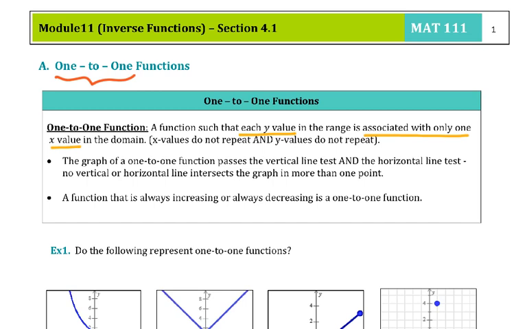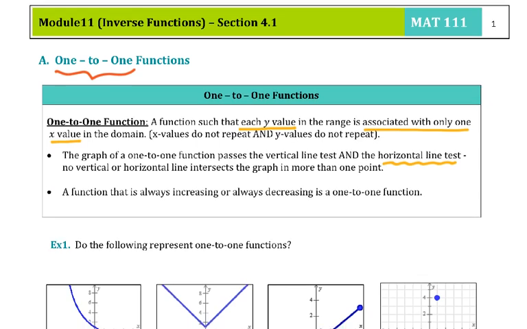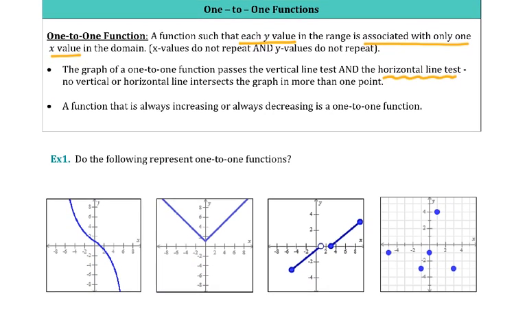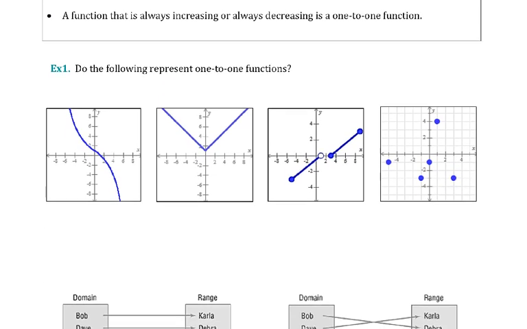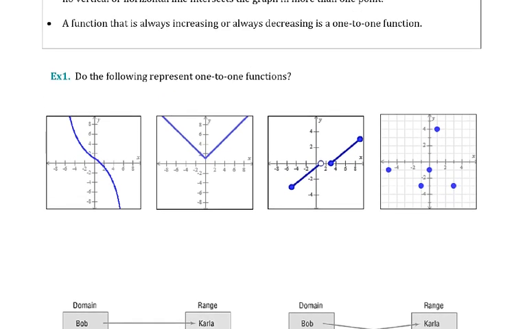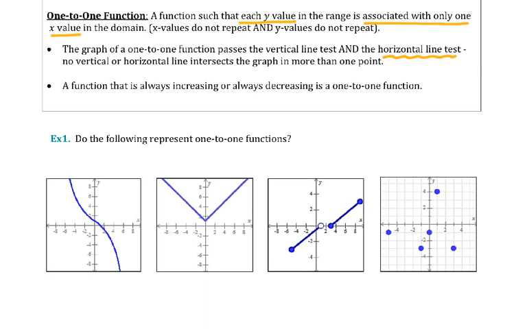And when we talk about defining whether or not something is a function, we say that it needs to pass the vertical line test. However, in order to determine if something is one-to-one, it would pass the horizontal line test. All right, and then a function that's always increasing or always decreasing is definitely going to always be a one-to-one function. So we have a picture here, and we'll think about this.